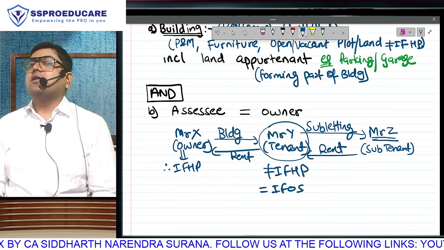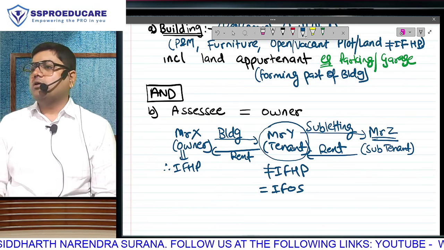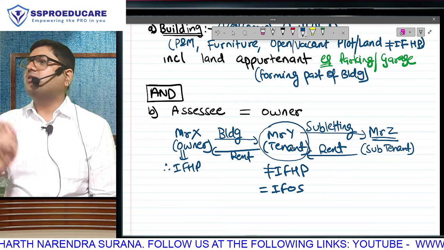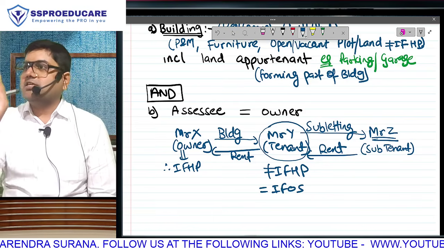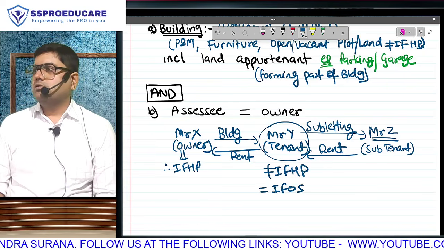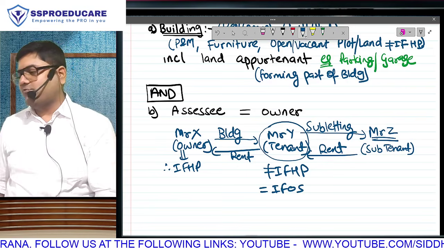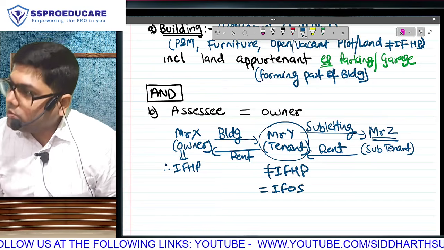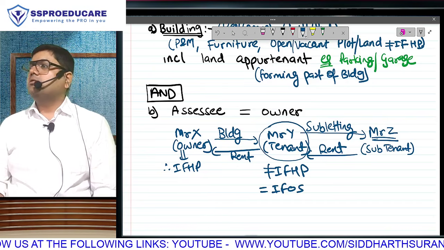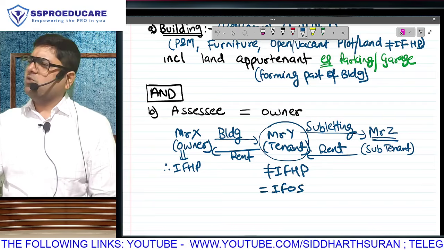House property mein the income can come only if you are the owner. If you are not the owner, it will go under income from other sources. Subletting ka income will go under income from other sources. One day when we do income from other sources, we will say subletting is IFOS. We are not even interested in that right now. We have to only say it is not income from house property, because for house property the receiver has to be the owner. Condition 1, building. Condition 2, one word only, owner.